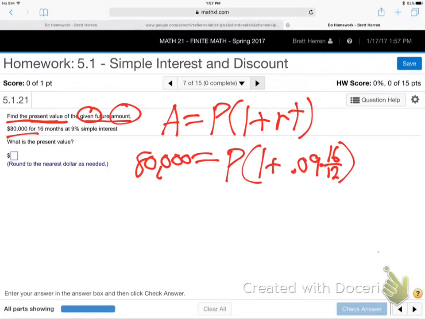So, all right, so present value, and then we got 16/12 times 16/12, because that's the time. We got to solve for P, so how do we divide? Solve for P, we divide by that whole big thing, don't we? So we divide by this whole thing. Oops, not 0.9, 0.09 times 16/12, divide both sides.